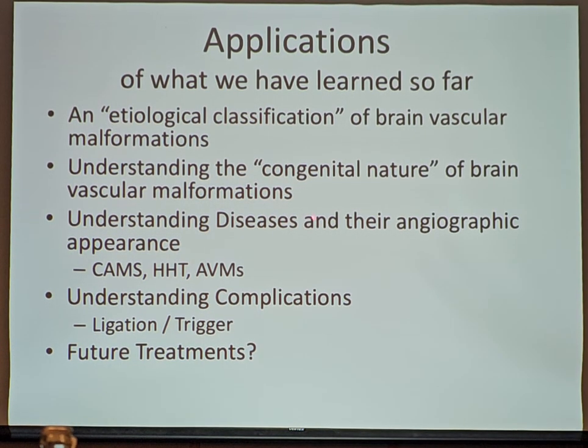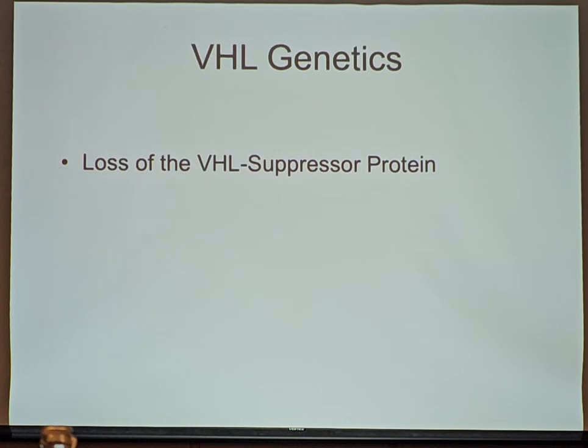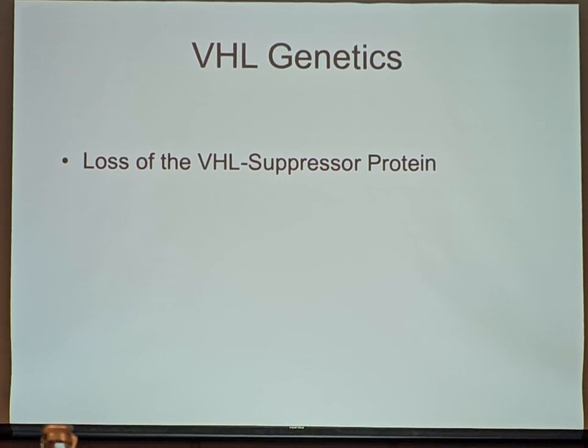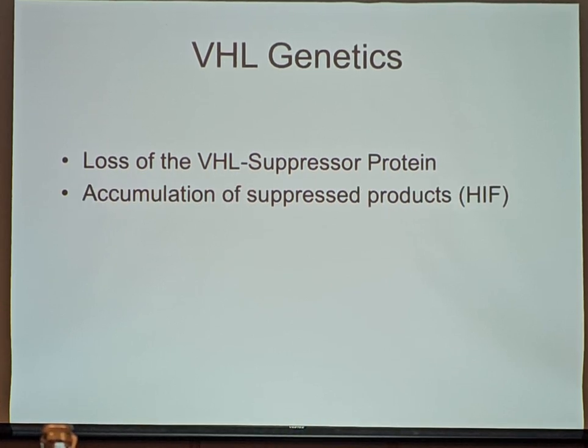Okay, now going to the third aspect of the applications, what we've learned: understanding diseases and their angiographic appearance. Let's first talk about von Hippel-Lindau disease. In von Hippel-Lindau disease, you have the loss of the von Hippel-Lindau suppressor protein. And what does it suppress? It happens to suppress HIF.